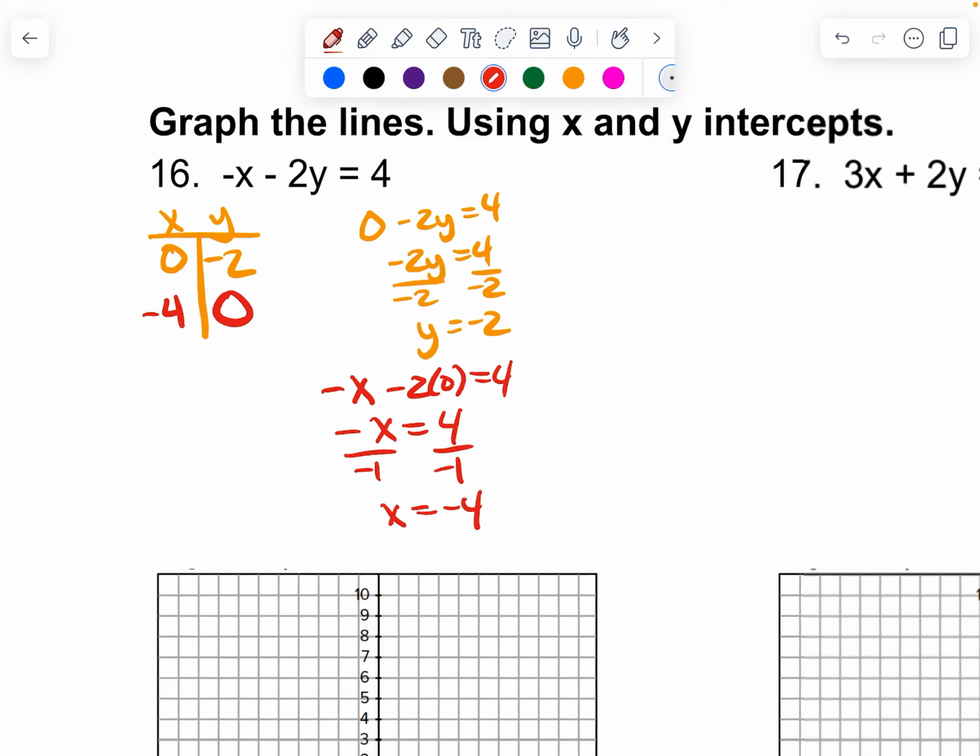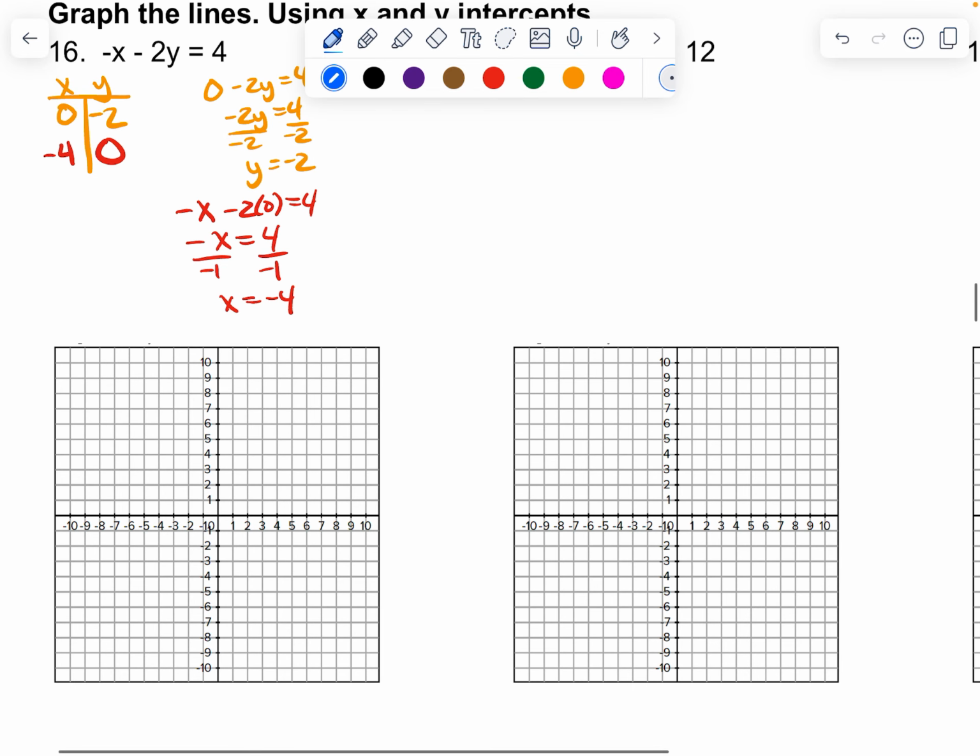So now I can graph this. So 0, negative 2, and negative 4, 0. Oh, and I'm not going to be very good at drawing this. Yeah, that was horrible. Little better. There we go.